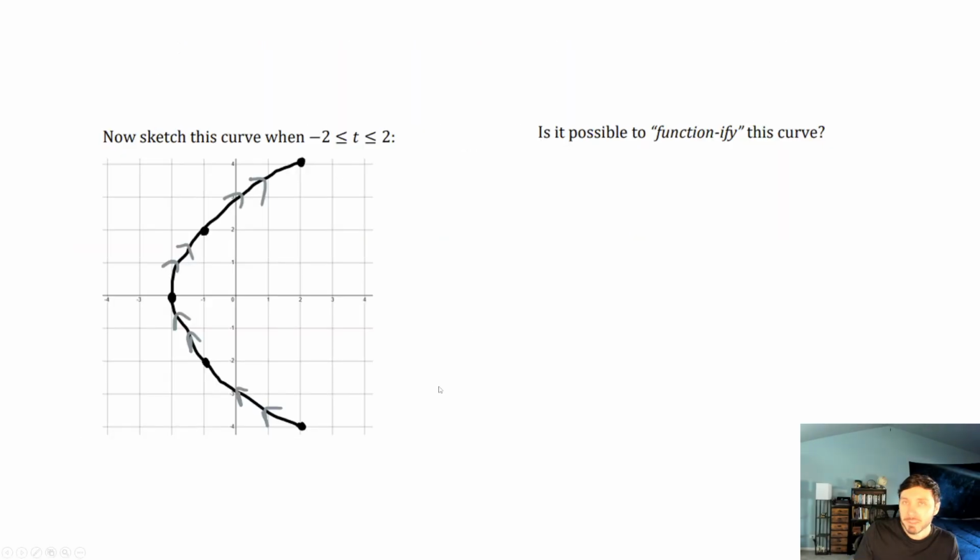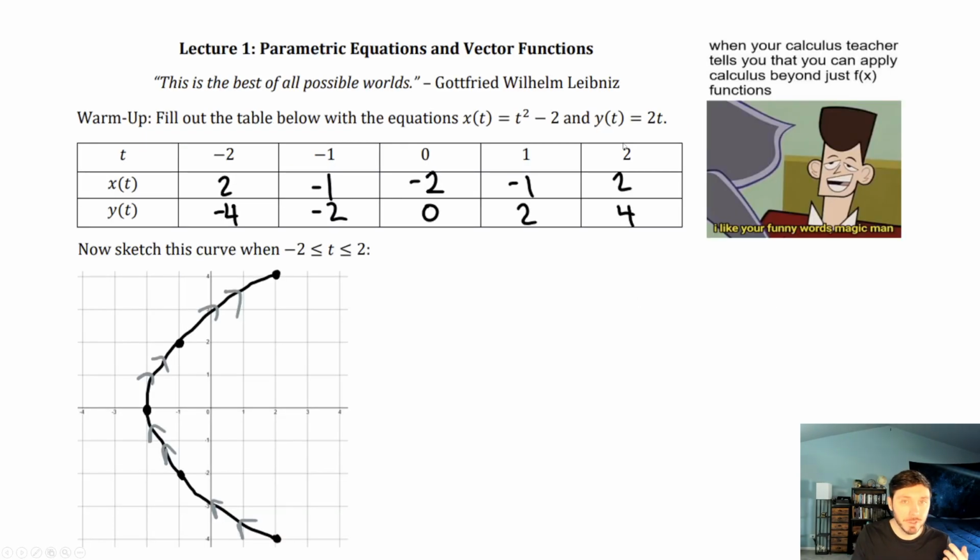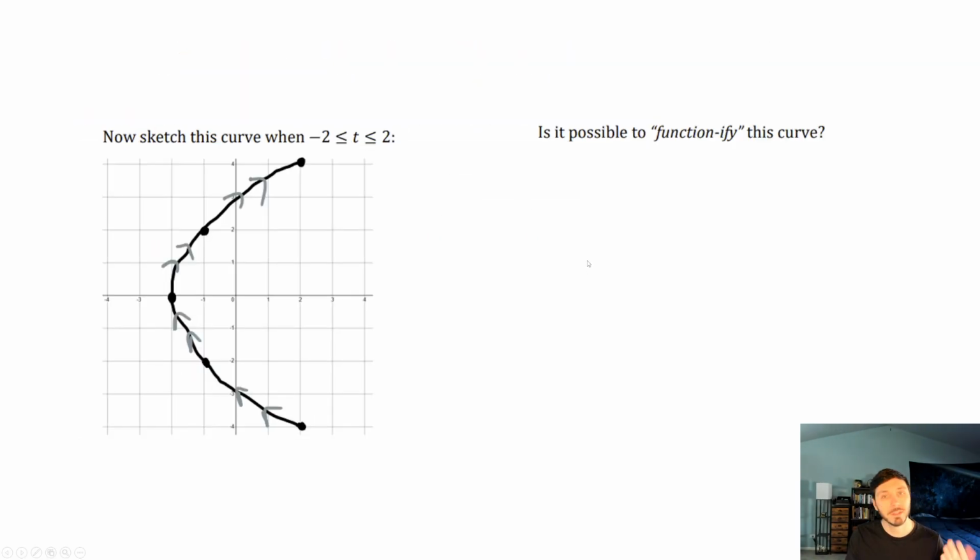Now, is it possible to functionify this curve to go back to the single variable in goes x, out shoots y idea? Sure. What you can do is substitute in, say, t is equal to y over 2. So how would I get that? I would be solving for t here, and then I can plug that into the x is equal to t squared minus 2 expression, solve using substitution. That's fine. I'm going to show that work methodology here right now.